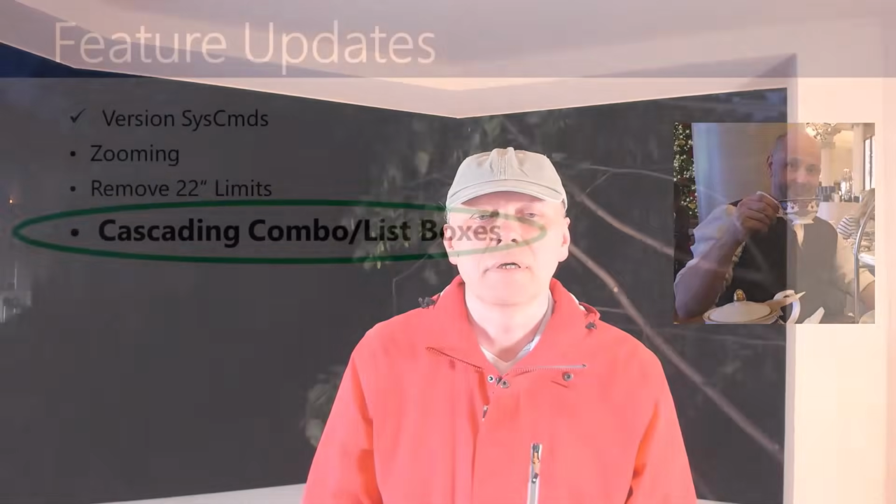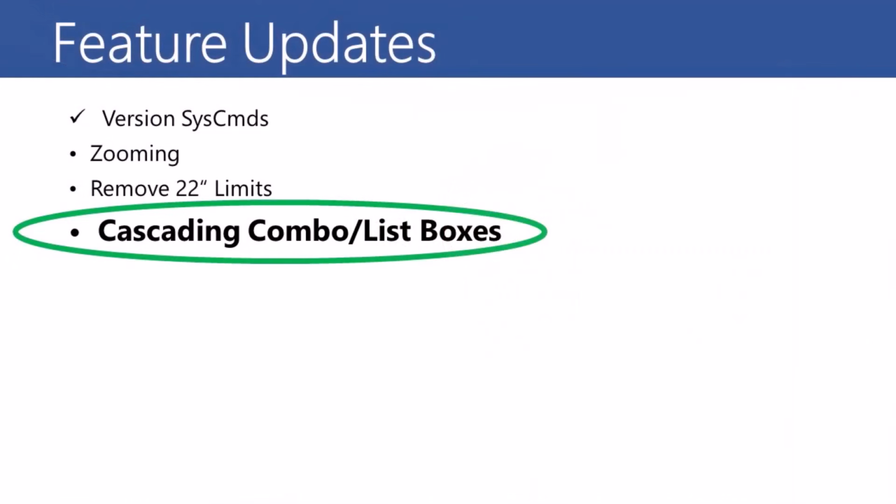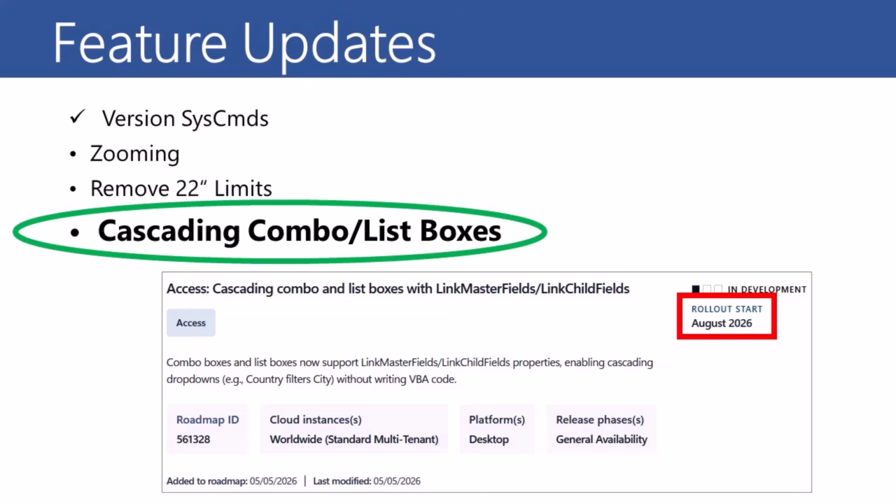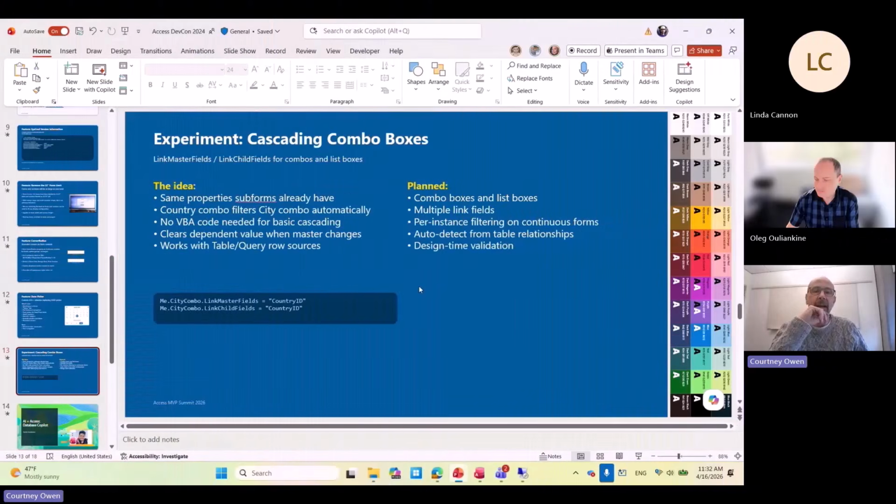Now for the truly unexpected new features. We owe them all to software engineer Shane Croft, who was not able to attend the DevCon, so his colleague Courtney Owen presented them. First up are cascading combo and list boxes. This feature was still experimental in the DevCon demo, but has since been announced on the roadmap for August. Here's the demo clip. Cascading combo boxes.